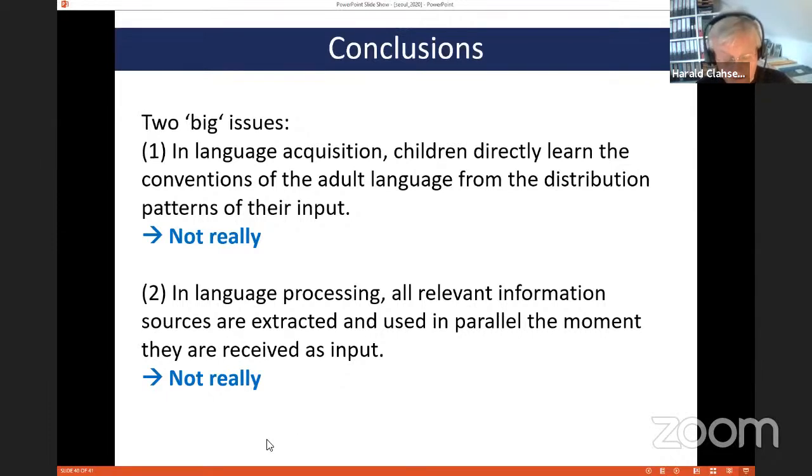That can't be right. And secondly, the idea of fully parallel processing of all information sources promoted in constraint satisfaction models, you know, everything is processed at the same time, is also challenged by our findings. We found that structural, in this case morphological, information becomes available earlier than semantic information. And that was seen in the eye movement and the ERP experiment. And this is more in line with structure-first models of language processing. That's it. Thank you very much for your attention.